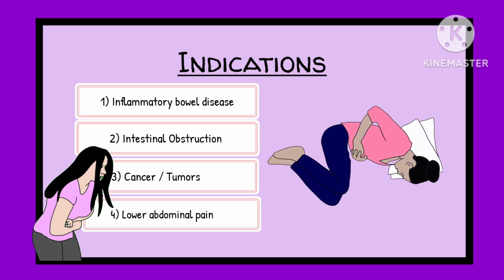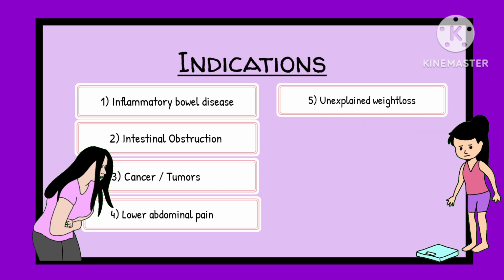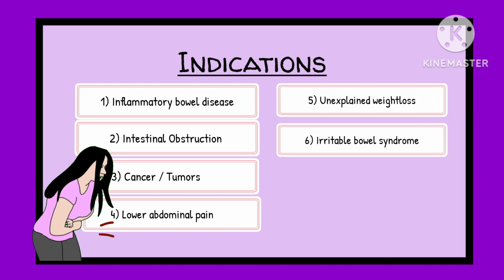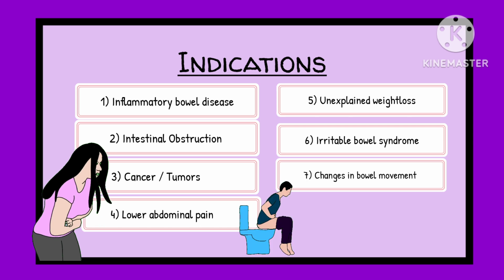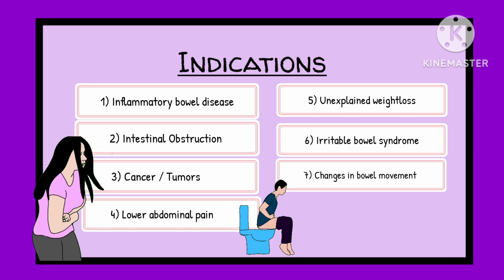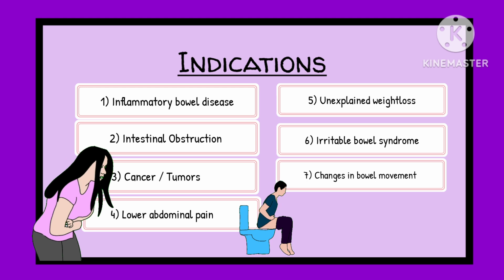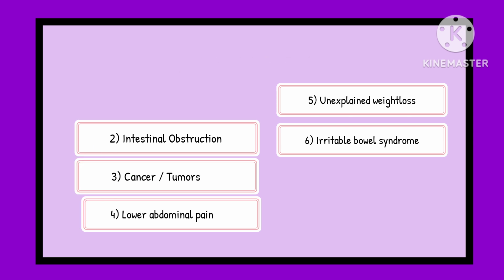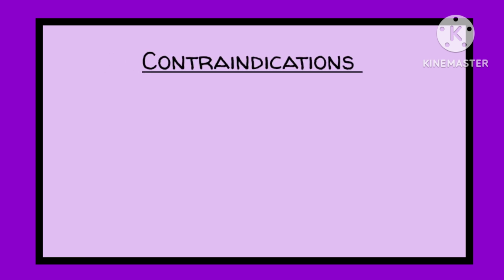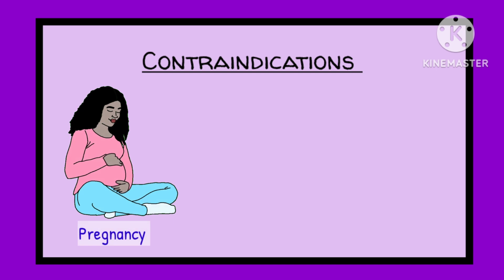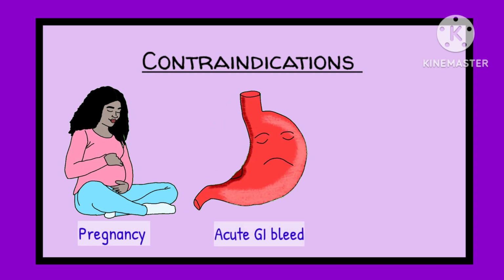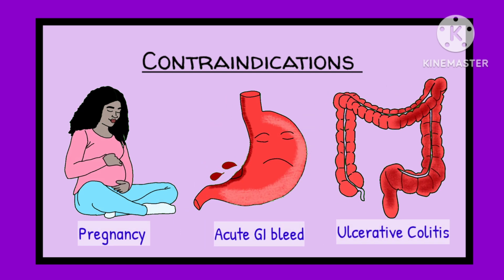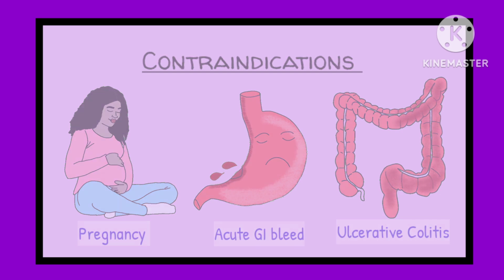Fourth, abdominal pain in the lower part. Fifth, unexplained weight loss. Sixth, irritable bowel syndrome. And lastly, seventh, changes in bowel movement, which requires further investigation, can also be sent for this particular test. Barium enema is contraindicated in pregnancy, acute GI bleed, or active colitis. Caution is used for elderly patients.